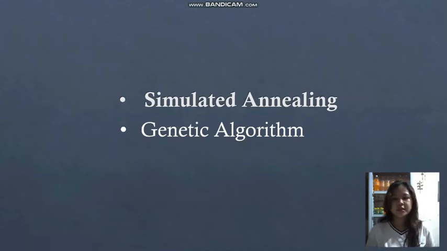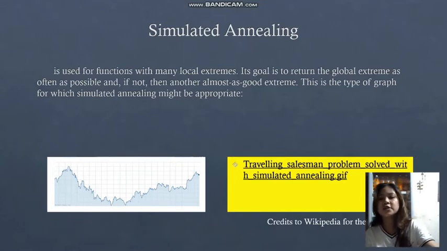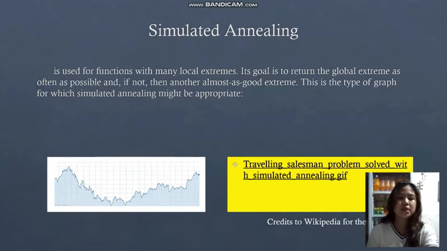For the first topic, it's all about simulated annealing. Simulated annealing is used for functions with many local extremes. Its goal is to return the global extreme as often as possible, and if not, then another almost as good extreme. So this is the type of graph for which simulated annealing might be appropriate.